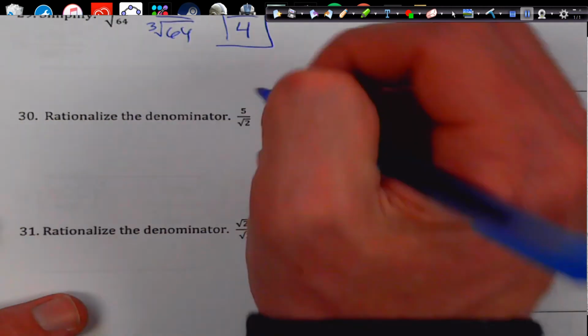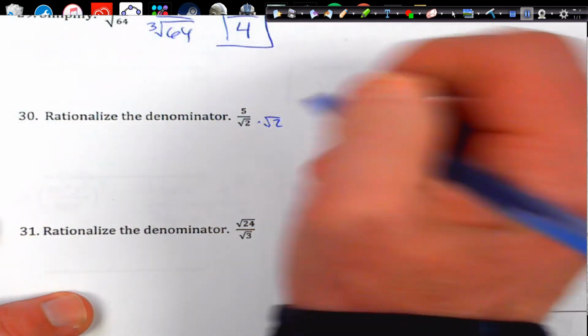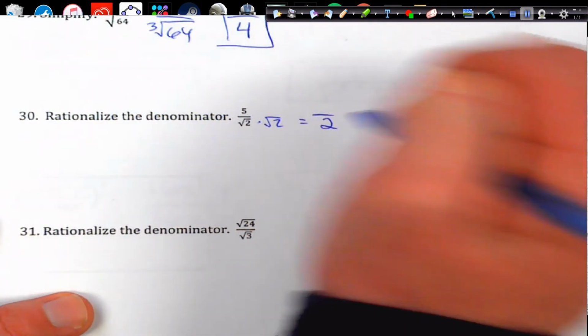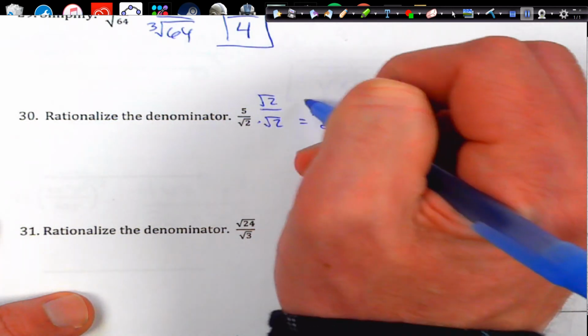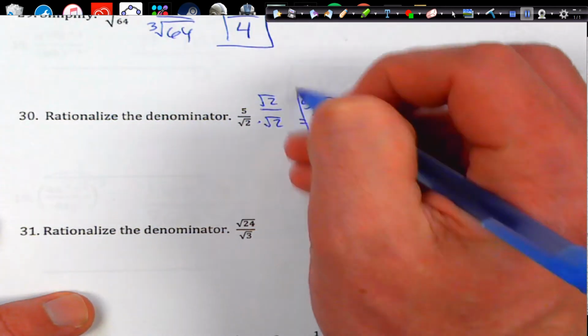Rationalizing the denominator, we have to multiply rad 2 times rad 2. That would give us 2. But if I do it to the bottom, I have to do it to the top, so I get 5 rad 2 over 2, and we can't simplify.